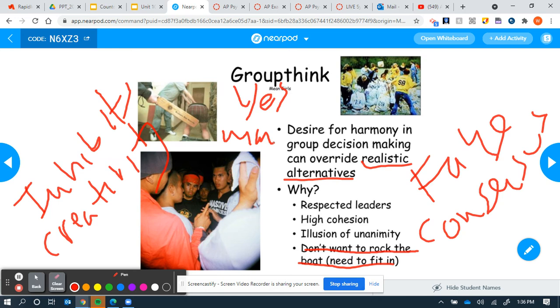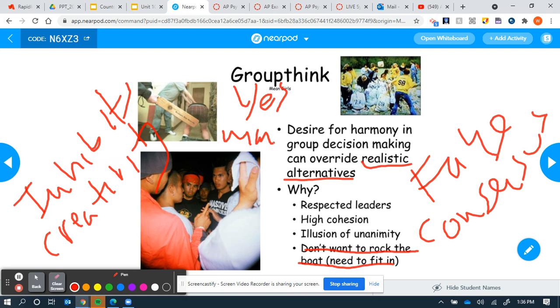The Bay of Pigs fiasco, where we tried to invade Cuba, where John F. Kennedy trained a bunch of Cubans with the CIA. Everybody kind of knew it was a bad idea. Okay? But nobody wanted to speak up and say, hey, should we really be doing this? It was something that Eisenhower put in, and then Kennedy got it. And it was really an embarrassment because it was a big-time failure.